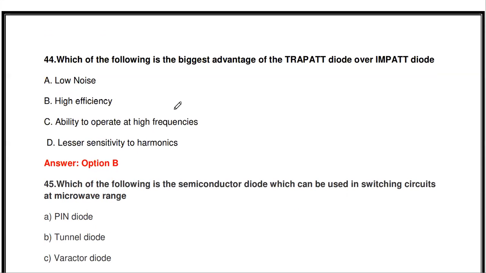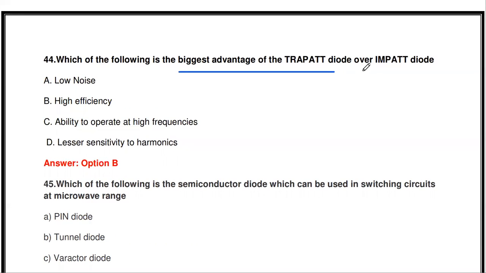Yes. Then the next one, which of the following is the biggest advantage of TRAPATT over IMPATT diode? Low noise, high efficiency, ability to operate at a high frequency, lesser sensitivity to harmonic. So the biggest advantage of the TRAPATT diode is high efficiency. We already discussed that the TRAPATT diode is used as a high efficiency oscillator. So the biggest advantage of the TRAPATT diode over the IMPATT diode is high efficiency.